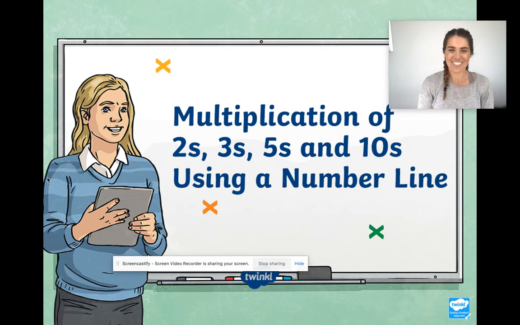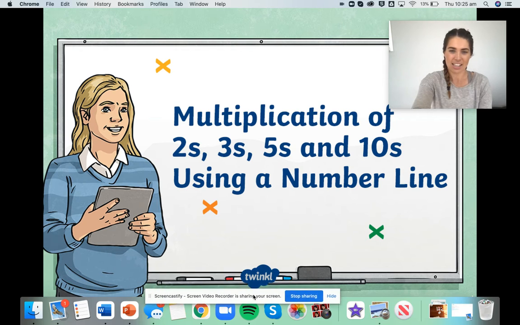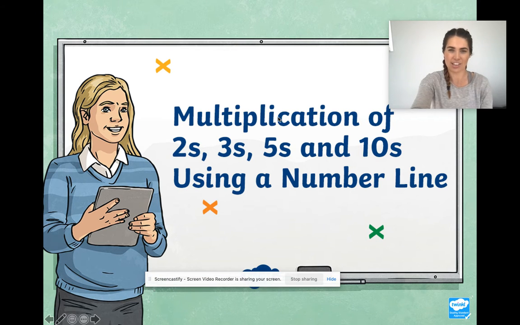Hi Year 1, today we are learning about repeated addition and how we can use that to help us solve multiplication facts, especially when we have a number line. We can use our knowledge of skip counting by 2, 5 and 10, which are the 3 skip counting patterns we learned in Year 1, to help us with our multiplication.